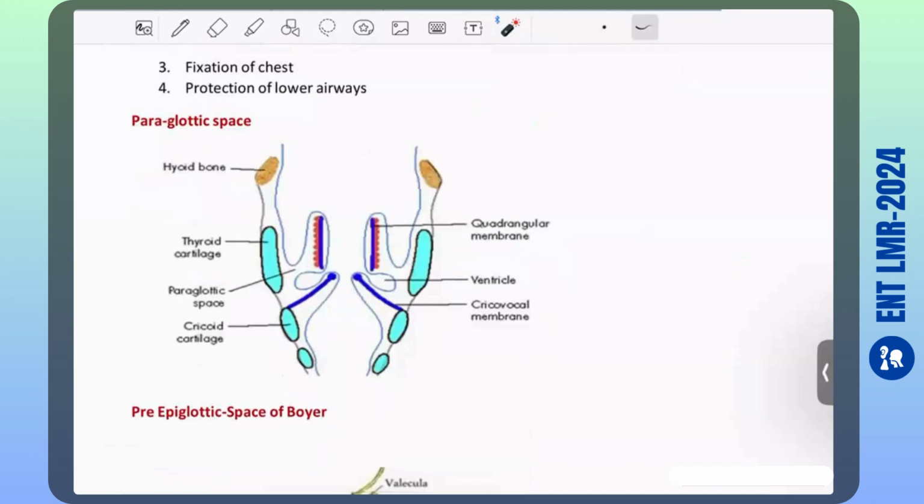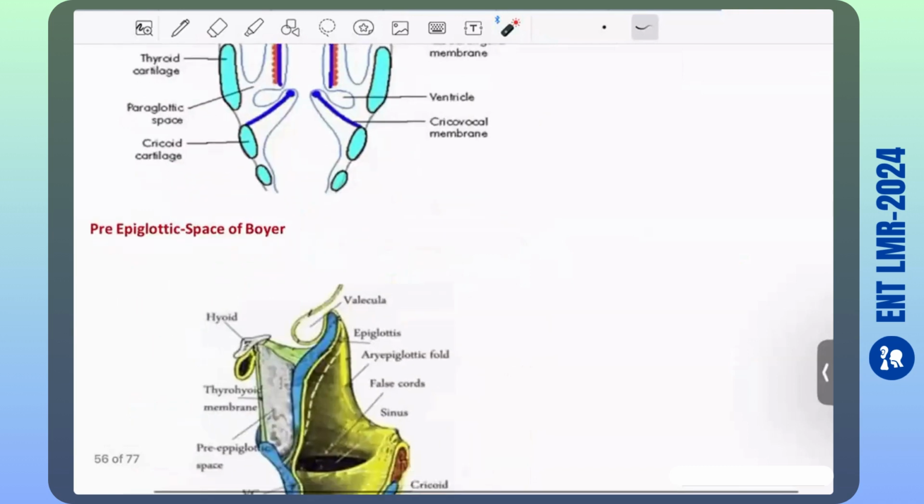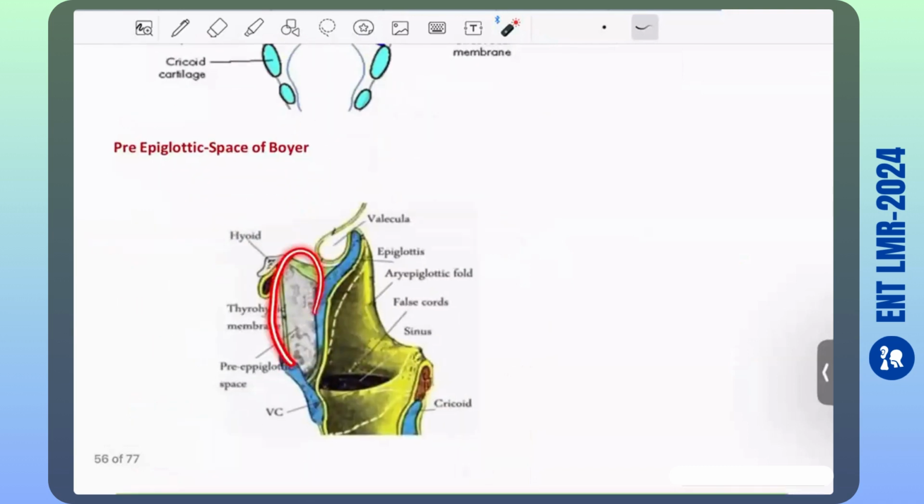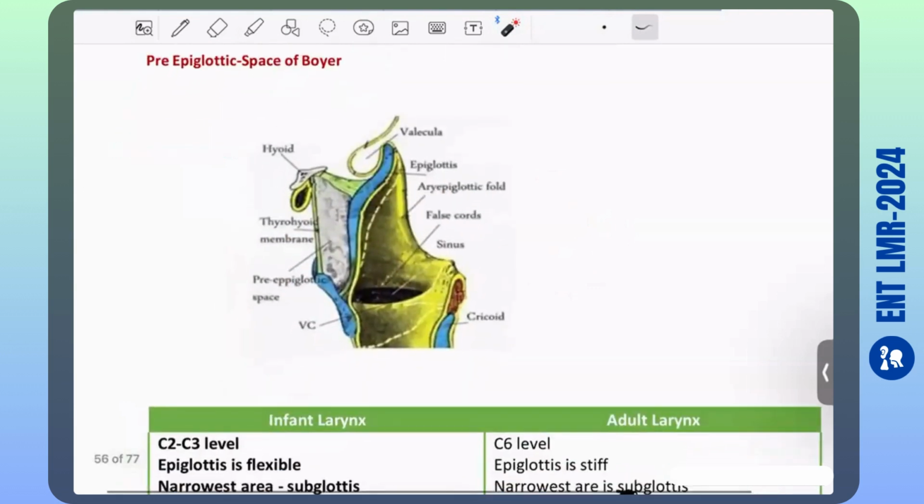We are having two spaces, a paraglottic space and a pre-epiglottic space. The paraglottic space is found adjacent to the glottis. The pre-epiglottic space is found in front of the epiglottis, filled with only fat. Okay, so it is found behind the hyoid bone and thyrohyoid membrane, in front of the epiglottis, and it's just filled with fat. That is the pre-epiglottic space of Boyer.